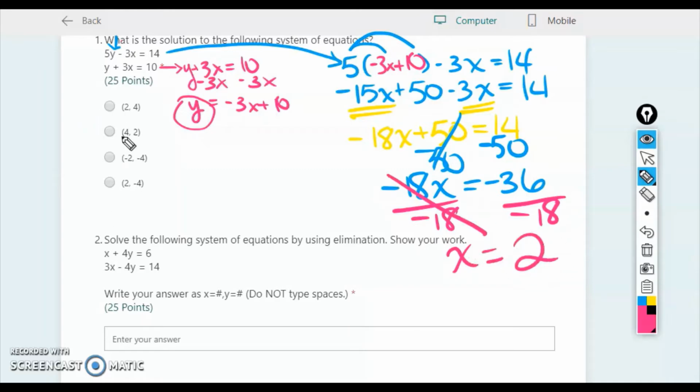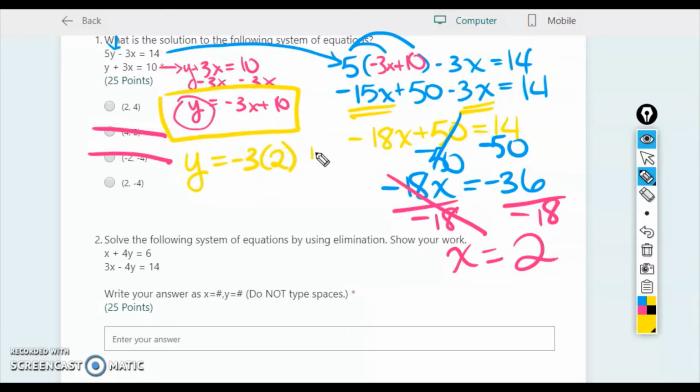Well, that's great, because that eliminates this answer and this answer. And all I have to do now is take this 2 and plug it back into one of my equations. The easiest one is where the y is already isolated. So y equals negative 3, and now x I know is 2, plus 10. And then I need to figure out what my y value is. And that will tell you whether it's 2 comma 4 or 2 comma negative 4.